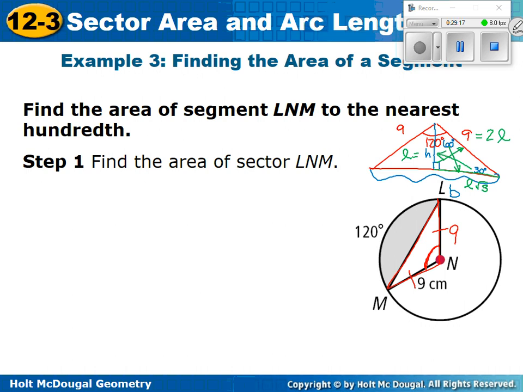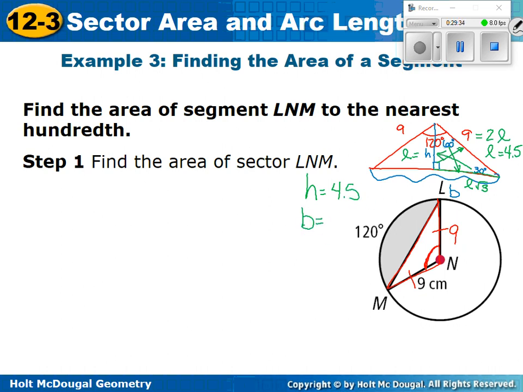If 9 is equal to 2L, what is L equal to? 4.5. Divide 9 by 2, you get 4.5. So what does that make the height of the triangle? 4.5. So now let's look at the base.